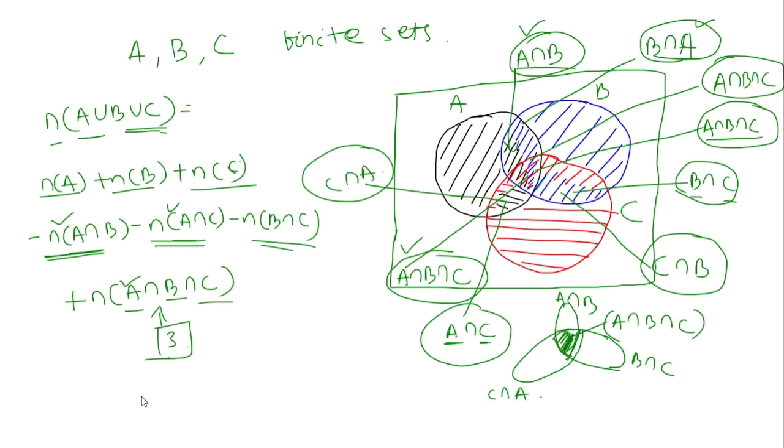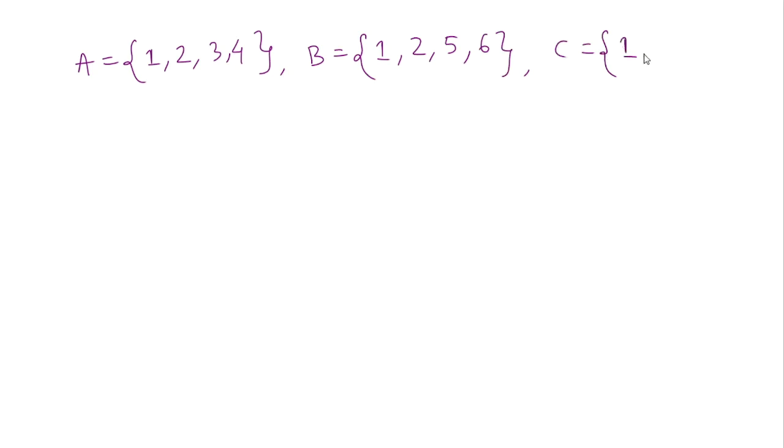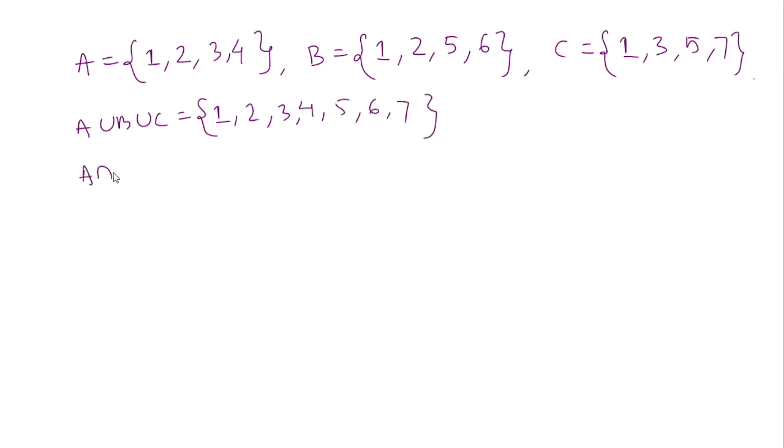Okay, now let us take an example and verify this formula. Let A be a set where the elements are 1, 2, 3 and 4. B be another set where the elements are 1, 2, 5 and 6, and C be another set where the elements are 1, 3, 5 and 7. So A union B union C will be the set that is having elements 1, 2, 3, 4, 5, 6 and 7. And A intersection B will be 1 and 2.